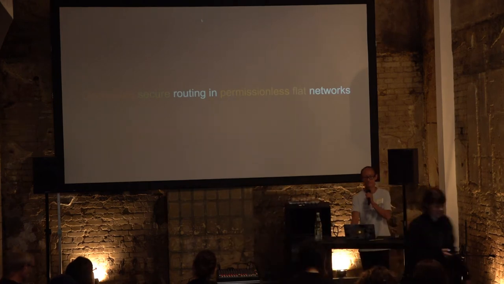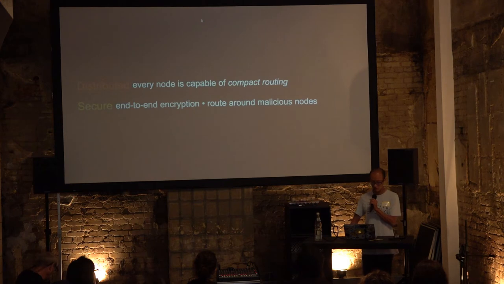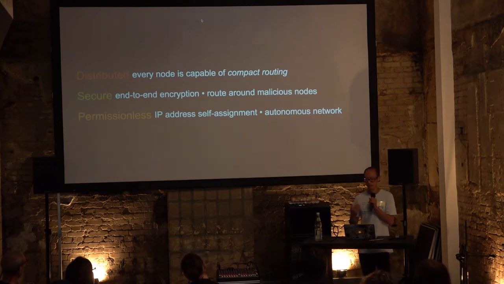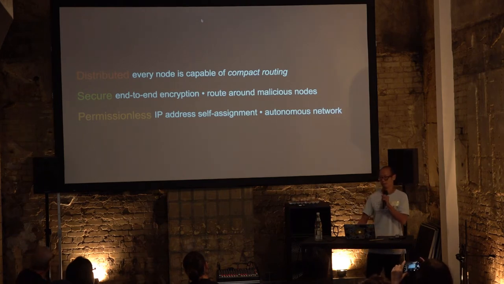Great, thank you. So that's the line, and I think we're talking about secure routing with end-to-end encryption between nodes and some sort of ability to route around malicious nodes. Permissionless means I don't have to ask for a central authority to assign me an IP address. And when we are able to do this, we can just spin up nodes and they would mesh kind of autonomously.